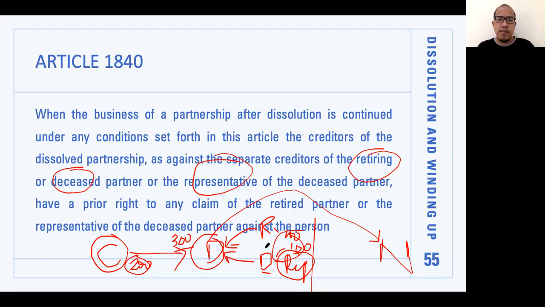Ang sabi ng portion na to ng 1840, yung creditors of the dissolved partnership will have prior right to any claim of the retired partner or the representative of the deceased partner. Siya daw yung uunahin. So itong 300,000 na yan, una mong isasatisfy yung 200,000 na claim ni creditor of the dissolved partnership, bago mo ngayon isasatisfy yung claim ni retired partner or ni representative of the deceased partner. So most probably equal na lang sila, tig 100,000 sila. So kung ang maiiwan na assets ng dissolved partnership ay 100,000 na lamang, kasi 200,000 pupunta kay creditor, itong 100,000 na maiiwan na assets ay paghahatian ni retired partner or ng representative ng deceased partner.